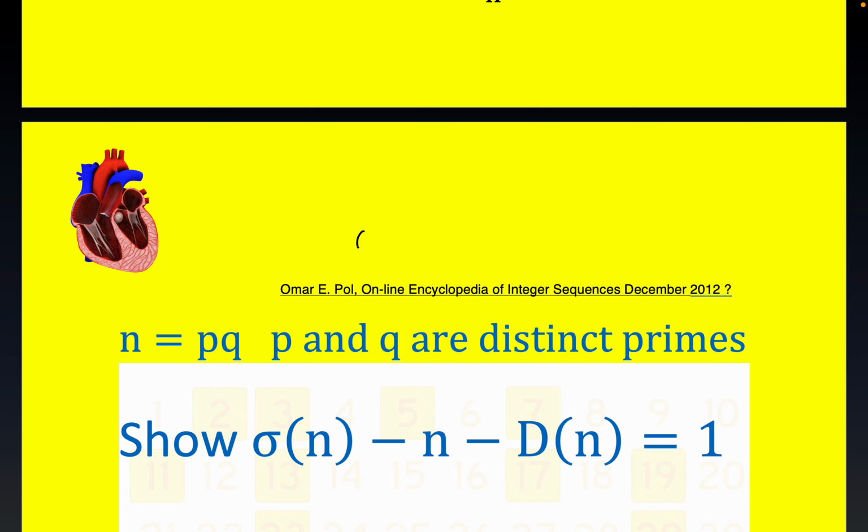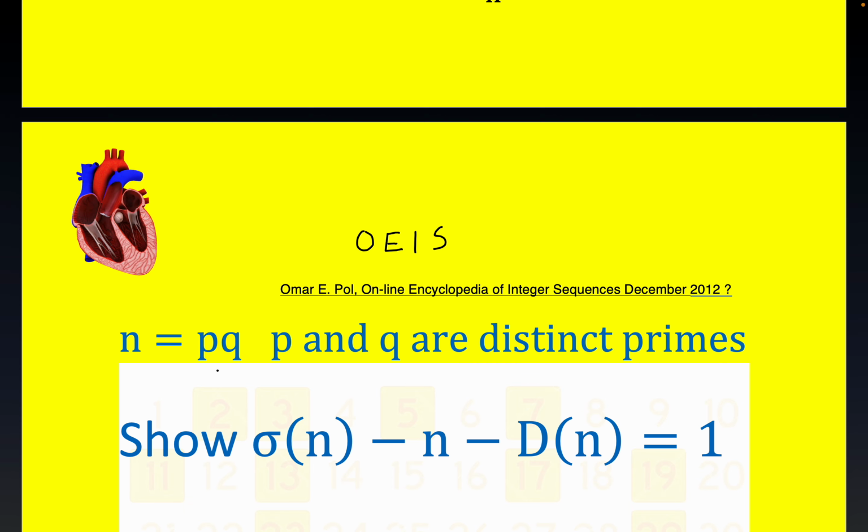Share a problem that I found at the online encyclopedia of integer sequences. This was posed back in 2012 by an Omar E. Pohl, I think. I don't know if that's an abbreviation. But this is a famous online digital integer sequencing site.